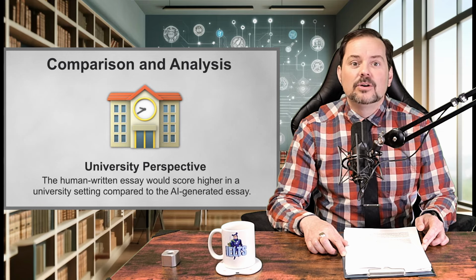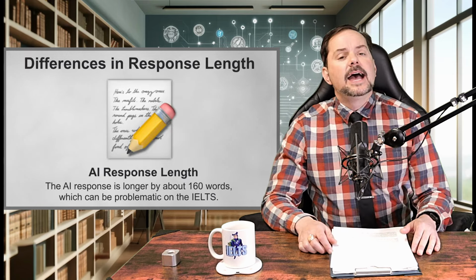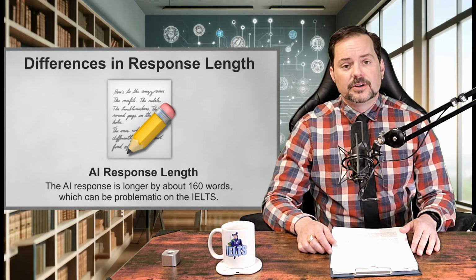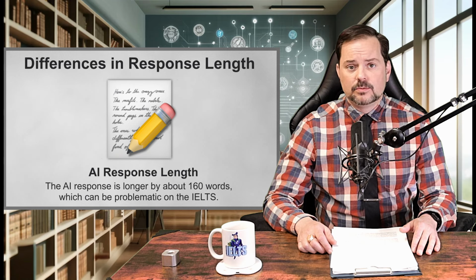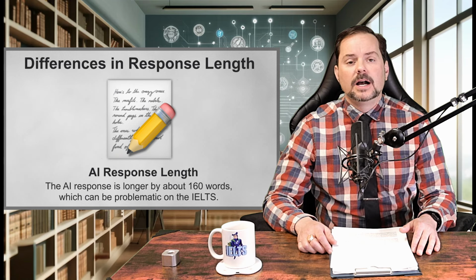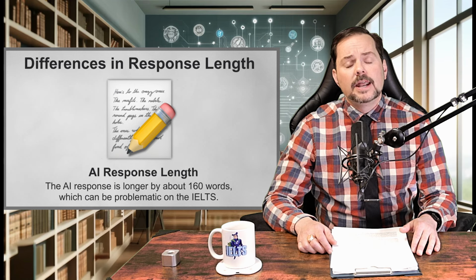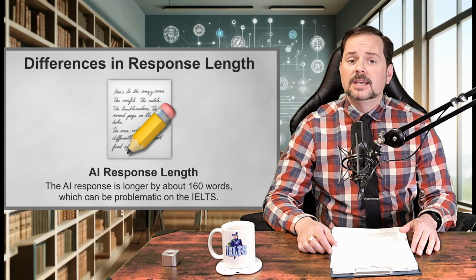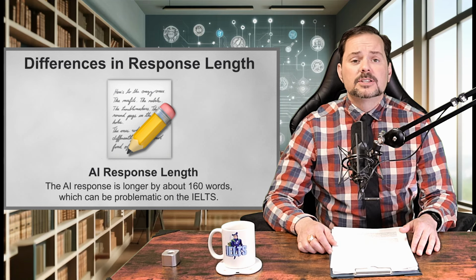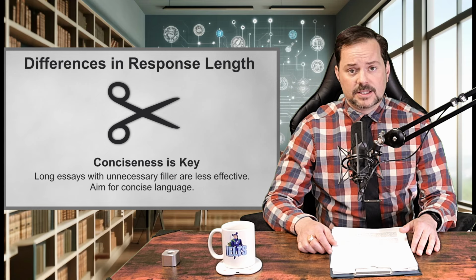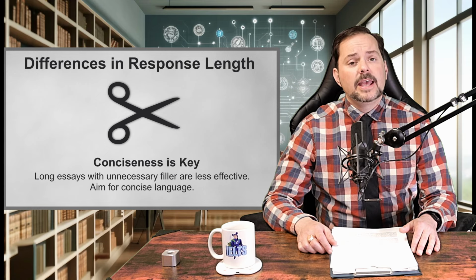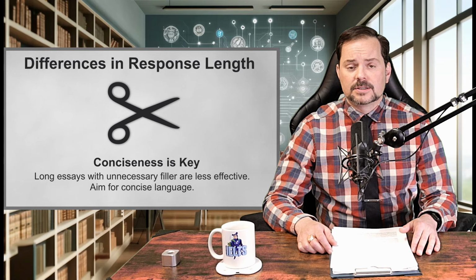Let me explain why. At first glance, it is clear that the AI response is much longer, by about 160 words. Now, this is a problem on the IELTS because you do not have time for long essays, especially if they contain a lot of grammatical and spelling mistakes. You need to be concise. And this is where AI has difficulties.